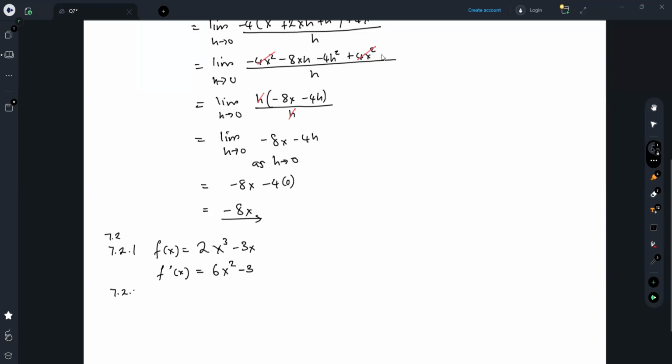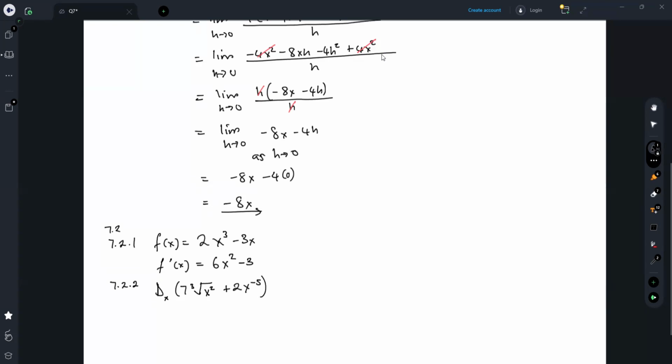Okay, so let us go on to 7.2.2. So what are they saying here? They're saying determine the derivative of 7 times, I think this is x squared, yes, cube rooted, and we have plus 2x minus 5 like that.